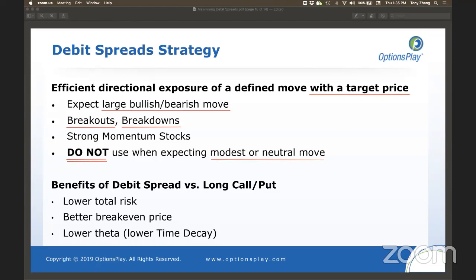So just to recap a little bit, the benefits of this are the fact that you have lower risk on this specific trade. You get a better break-even price, so you don't have to be as right on a trade in order to be profitable. And lastly, you do have lower theta, that lower time decay, which allows you to stay in that trade a little longer, because you're able to maintain that exposure without the same effects of time decay with the debit spread than you would if you were just outright long that call or put.